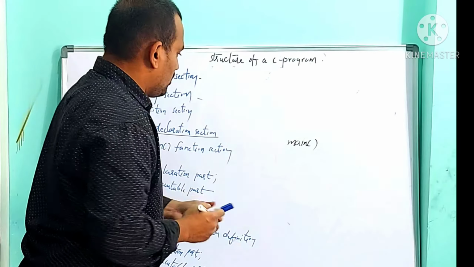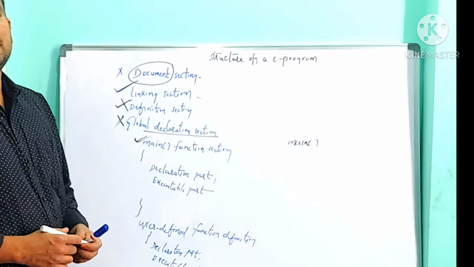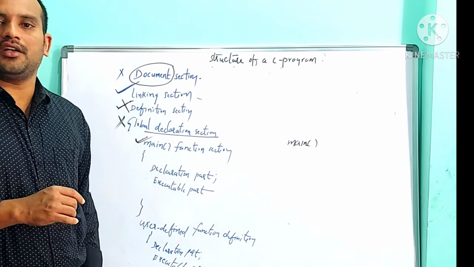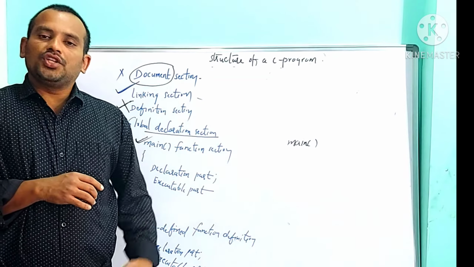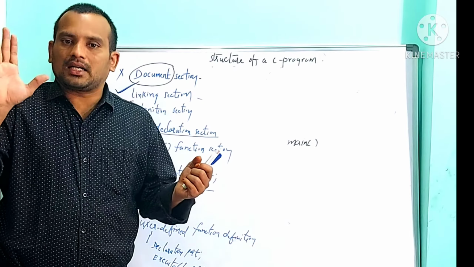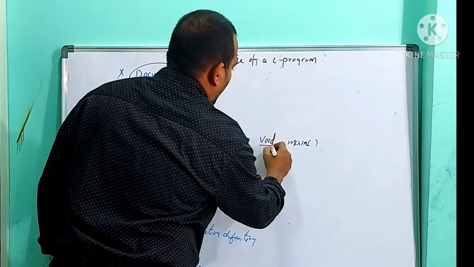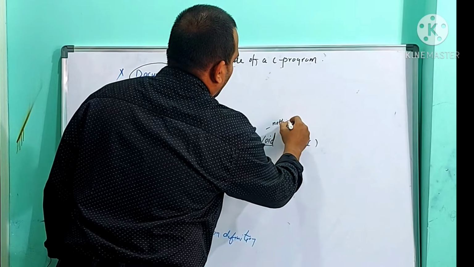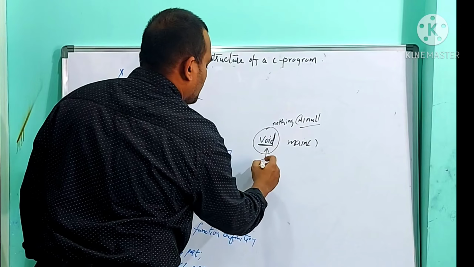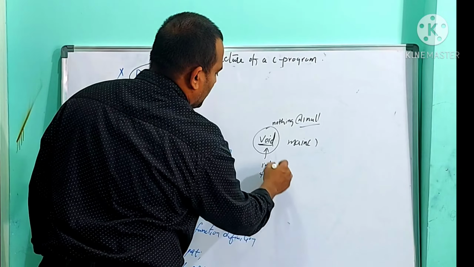Behind main, there should be some parenthesis brackets. Parenthesis brackets represent the symbol for a function. So every function should return some value. This you can understand in the functions topic. Until then, remember main means void main. Void means nothing or null. Instead of void, you can also use any one of the basic data types like int, float, char, like that.